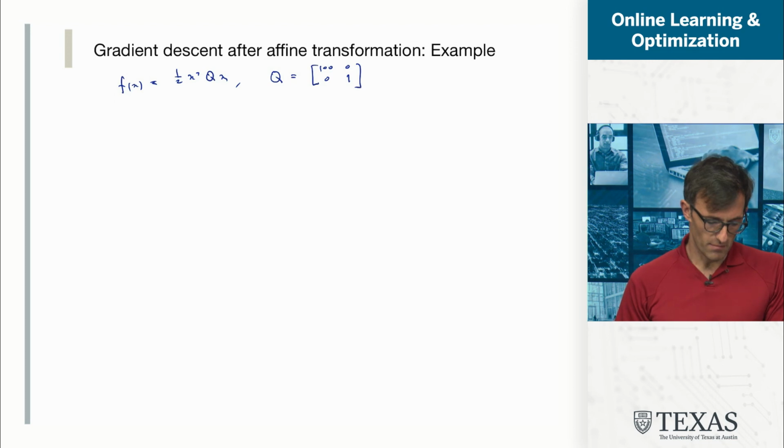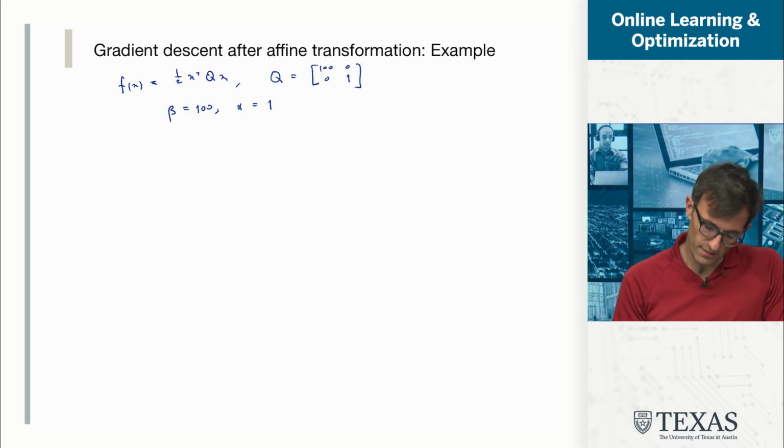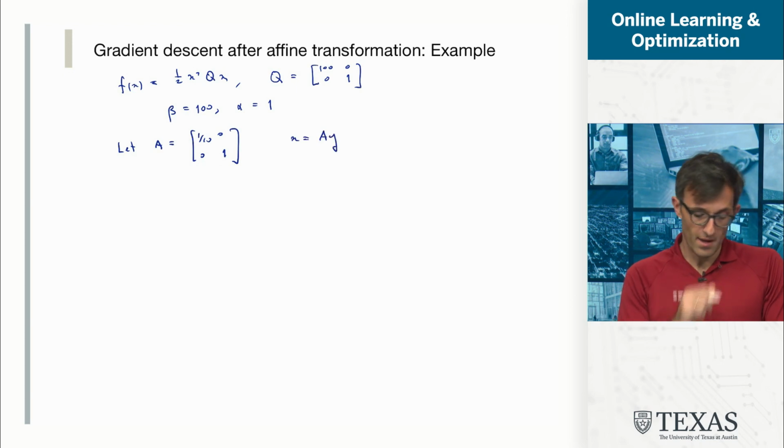Okay. So we can see that this is ill-conditioned. Beta is equal to 100, alpha is equal to 1, and that means that beta over alpha, the condition number, is equal to 100. Now I'm going to define my function g. I need to come up with a linear transformation. So let A equal [1/10, 0; 0, 1], and x equal to Ay, just like on the previous slide.